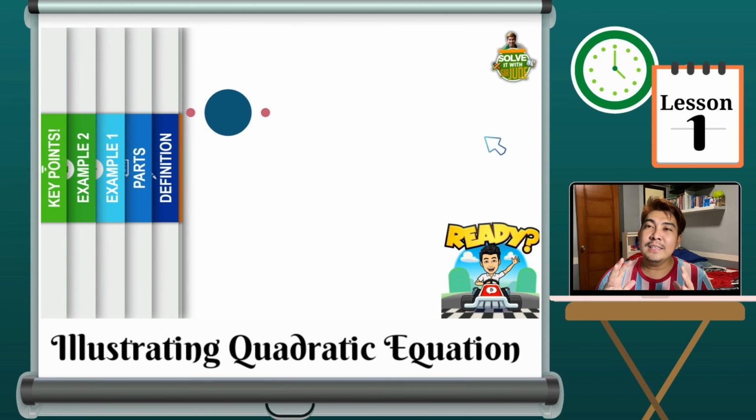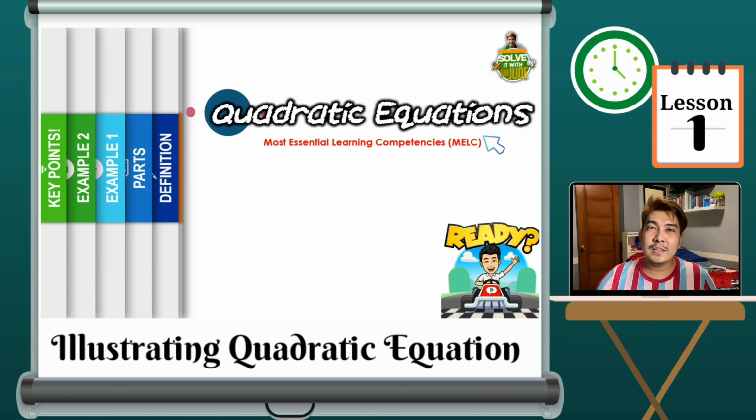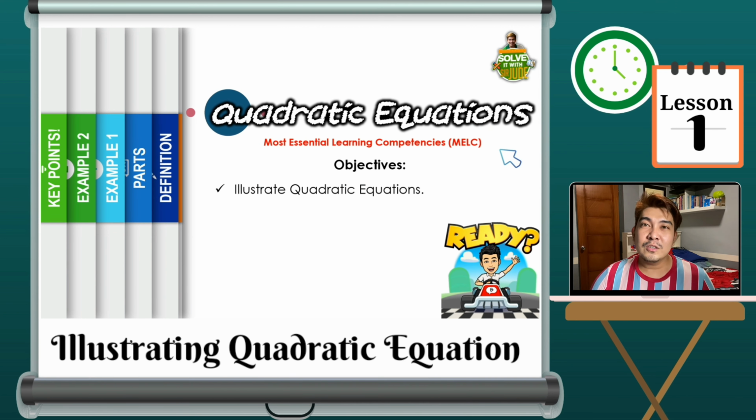Ito na nga yung ating first lesson, which is known as quadratic equations. Ito ay nakabase sa most essential learning competency na binigay ng Department of Education for the school year 2020-2021. So the objectives of this lesson will be, the first one is to illustrate quadratic equations. So ano ba yung quadratic equations talaga? Ano nga ba pinagkaiba ni quadratic equation kay linear equation?